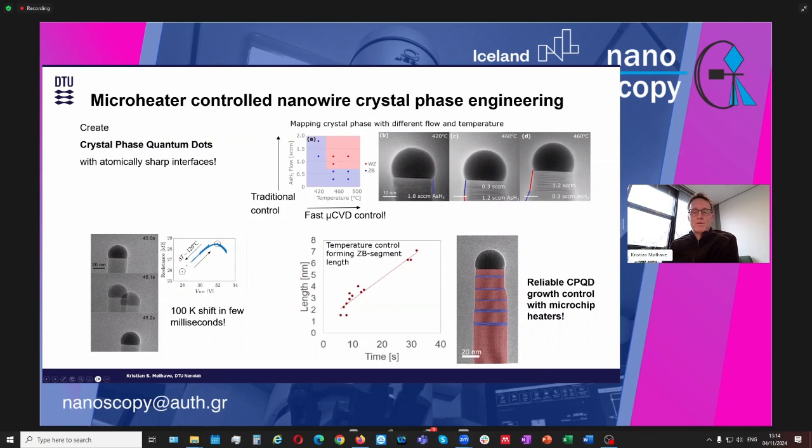What is going on here? Sorry. Yeah, here we are. Just a little pop-out on my screen. Now we can begin to engineer quantum dots while we're looking at them growing in the TEM.